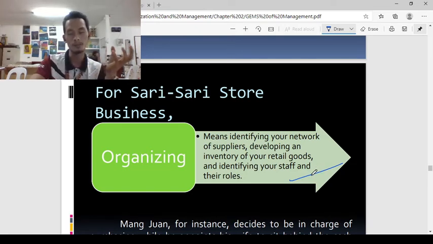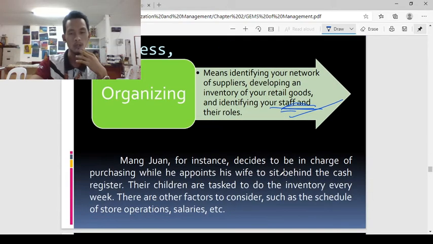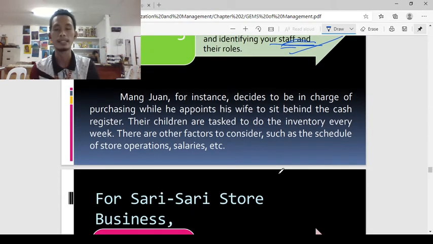Identify your network of suppliers, asa ka mangumpra, develop an inventory of retail goods, and then you really need staff, diba, to assist you in inventory and selling goods. Mang Juan, for instance, decides to be in charge of the purchasing while he appoints his wife to sit behind the cash register. Their children are tasked to do the inventory every week. There are other factors to consider, such as the schedule of store operations, salaries, etc.